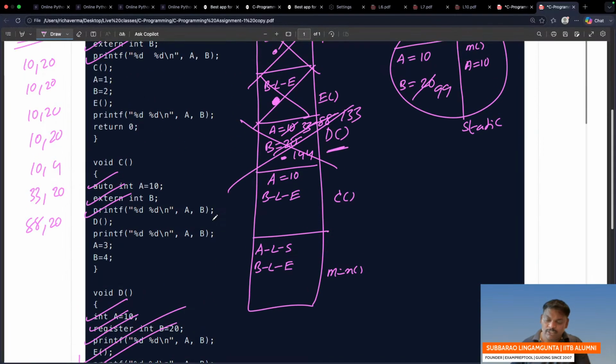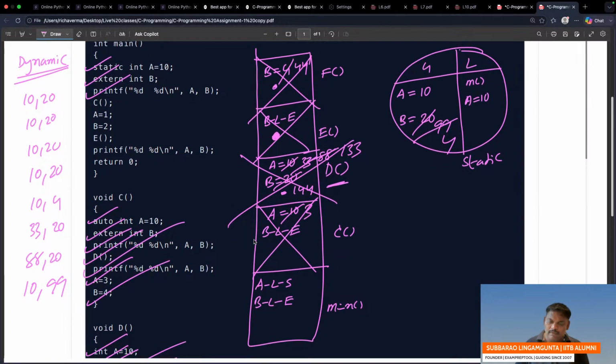Let's go to C function. In the C function, D completed. Printf A B. Remember A local, okay, no problem. B global variable because it's an external variable. A 10 will be taken. Global variable 99 will be taken. So this also completed. Afterwards A 3, B 4. A local will change. B 4 global will change. Afterwards C also popped out. So let's go to main.